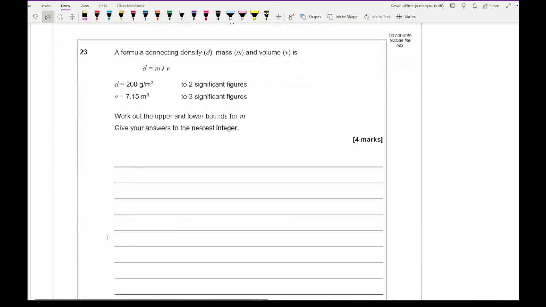Moving on to question 23, it says a formula connecting density, mass and volume is D equals m over v. It says D equals 200 grams per cubic meter to two significant figures, and V equals 7.15 meters cubed to three significant figures. Work out the upper bounds and lower bounds of m. So what I need to do first is rearrange this formula to make m the subject. So I've got that D equals m over v, so m equals d times v.